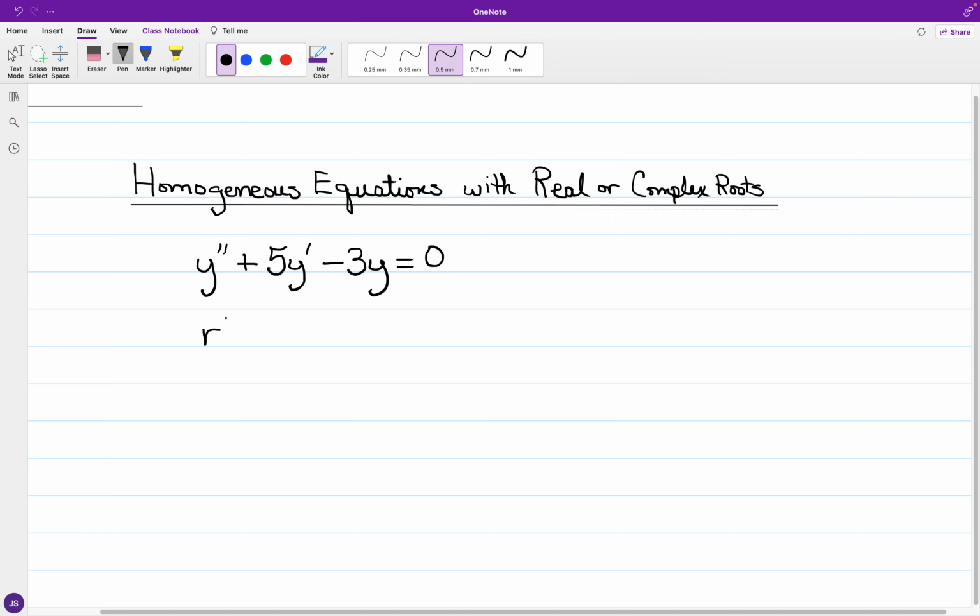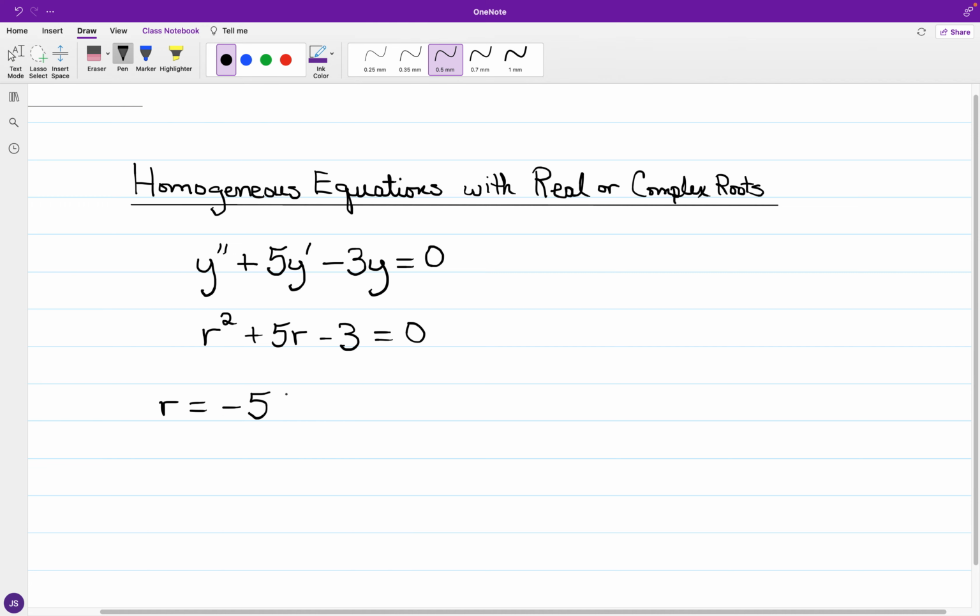If we put this in terms of a characteristic root equation, we have r squared plus 5r minus 3 is equal to 0. With this trinomial, we have an expression that cannot be factored, and we can determine the roots by use of the quadratic formula.